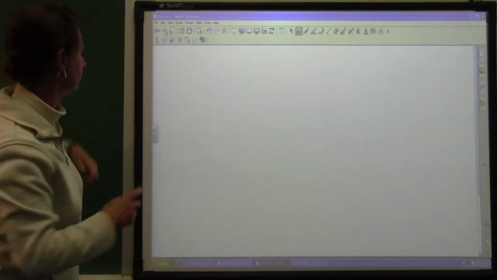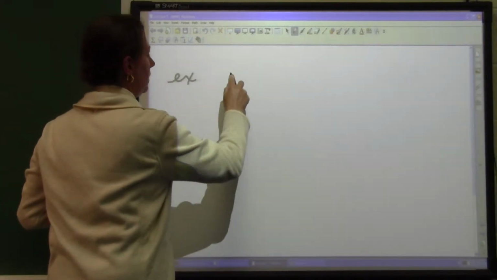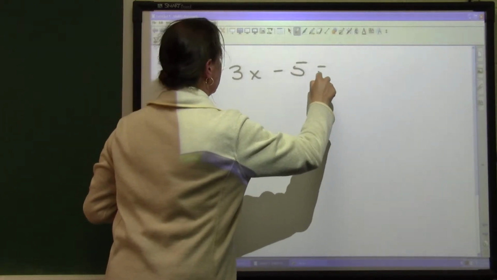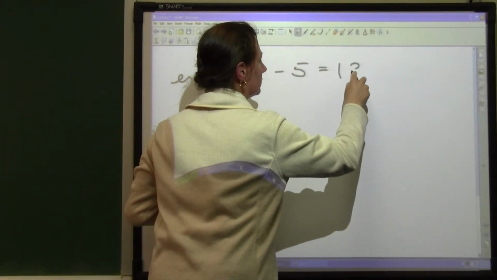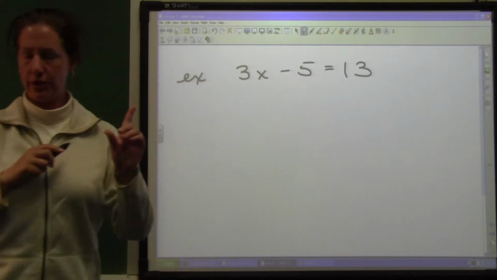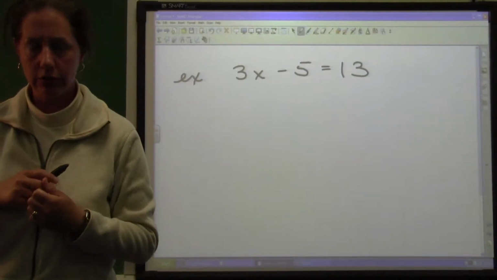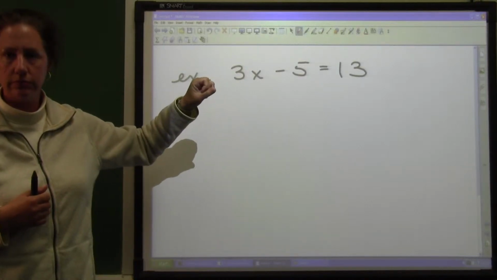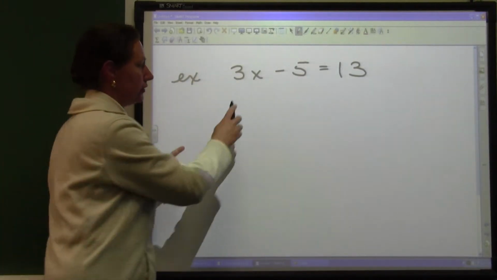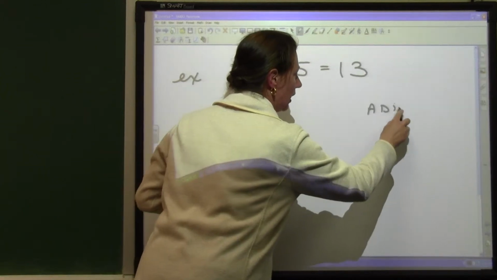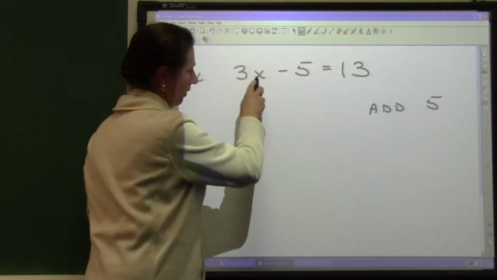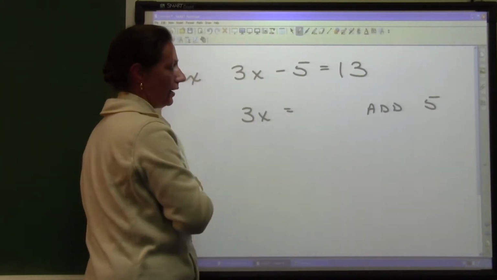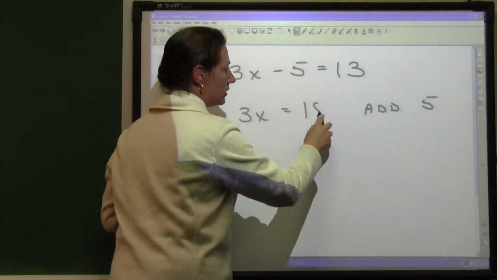Let's try another one. Let's say we've got 3x minus 5 equals 13. First thing we need to undo is addition and subtraction. What should we be doing here to undo that subtraction of 5? Add 5. So we're going to add 5 to each side. Adding 5 to the left-hand side leaves us with 3x. Adding 5 to the right-hand side leaves us with 18.